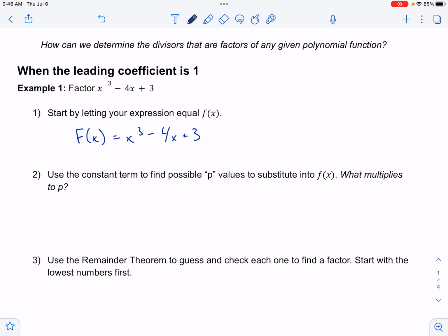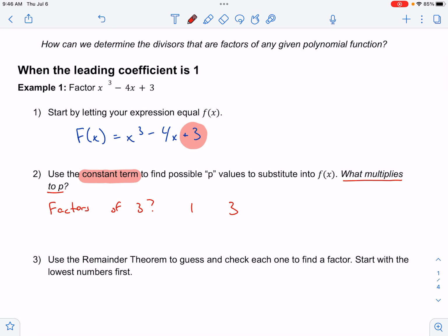From here, we're going to use the constant term, okay? That's our 3 at the end there, in order to find possible p-values that we can substitute into f of x. And the question you should be asking yourself is, what multiplies to p? Okay, so we need to check what are our factors of 3. 1 goes into 3, and 3 goes into 3. But so does negative 1, and so does negative 3.